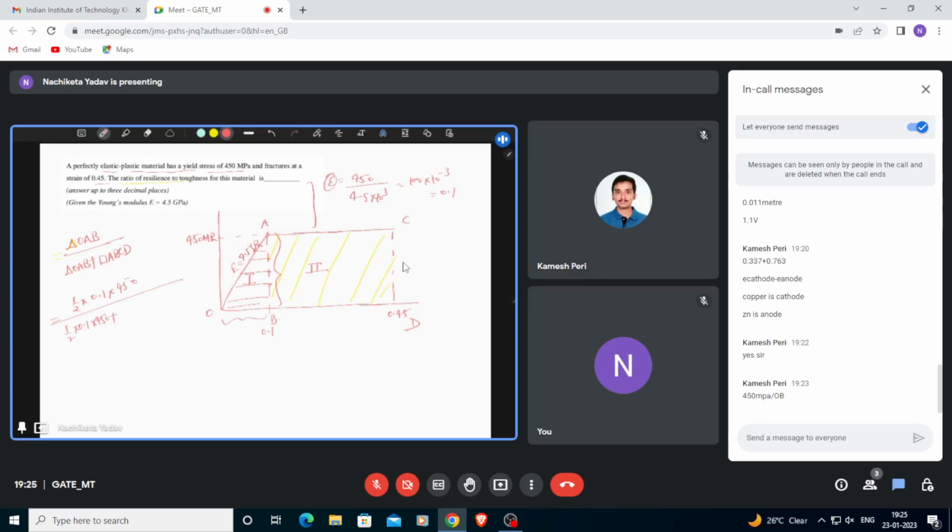is the area of rectangle ABCD, this length, it will be 0.35. I have subtracted 0.1 because it is behaving completely plastic after the yield point, therefore it will be 450. So 450 will be cancelled out, and the remaining will be 0.05 by 0.4. So what will be the answer? 0.125. This is our final answer.